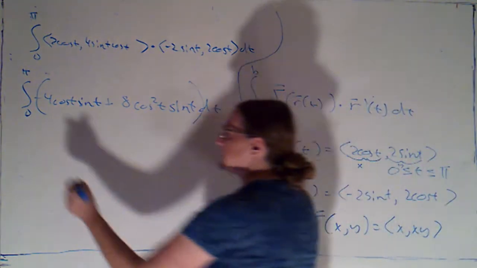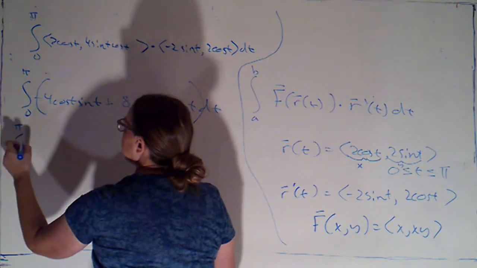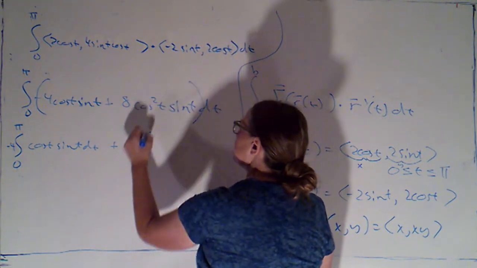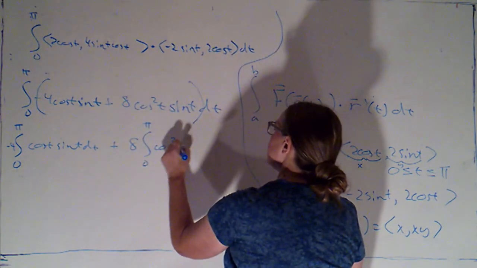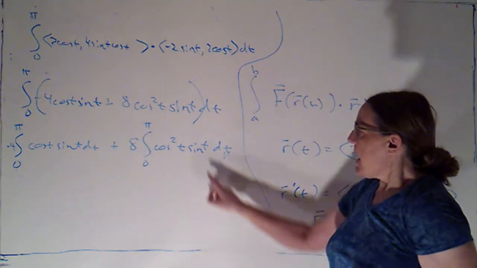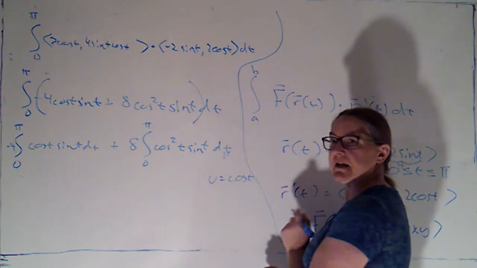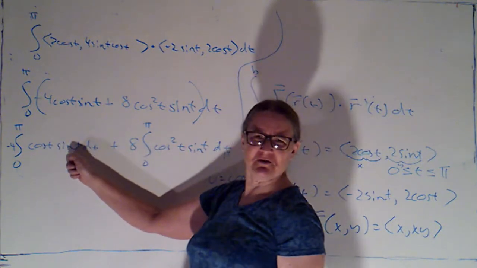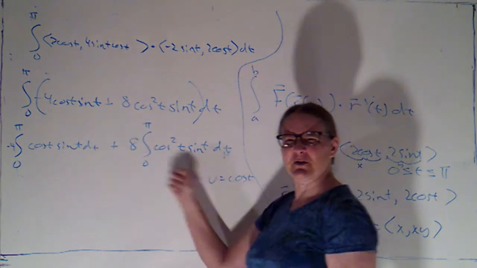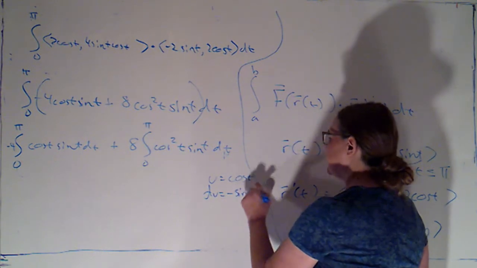I'm just going to split that into two integrals. Integral 0 to pi, and I'm going to pull out the constants, negative 4 cosine t sine t dt plus 8 integral from 0 to pi cosine squared t sine t dt. And for both of these, it looks like I can do the same u sub. Let's just let u equal cosine of t. If I were just doing this one, I'd probably choose u equals sine t. But since I've got to do a u sub with u equals cosine t here, might as well do the same one for both. So now du is negative sine t dt.